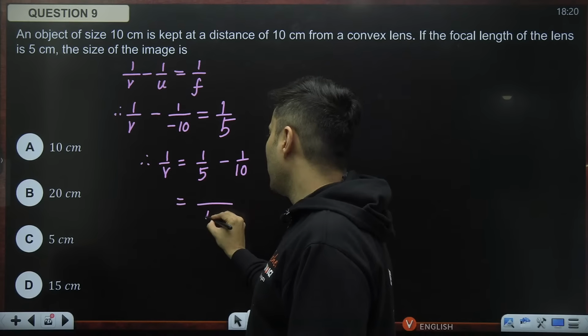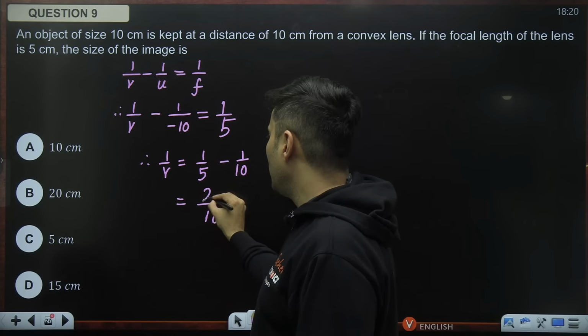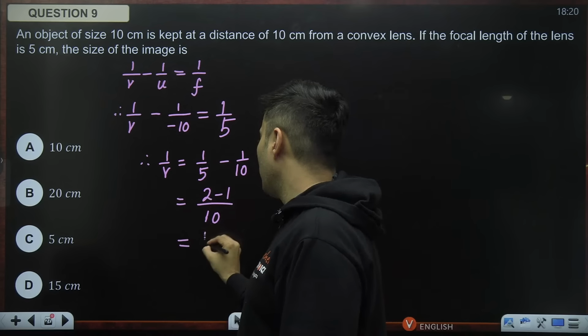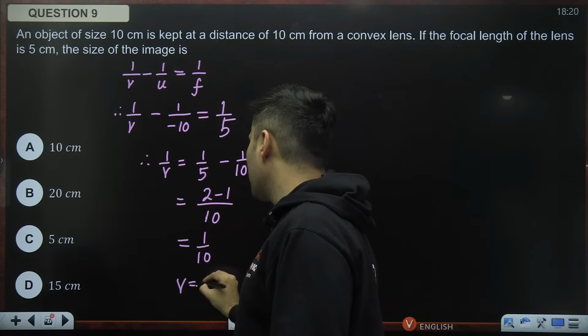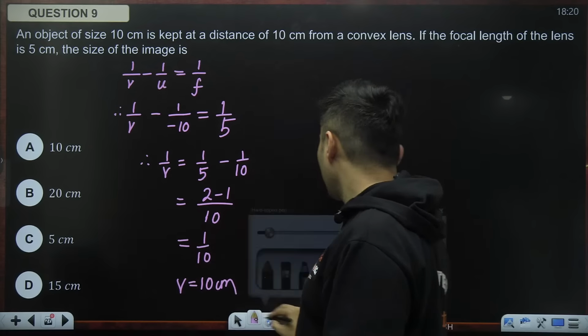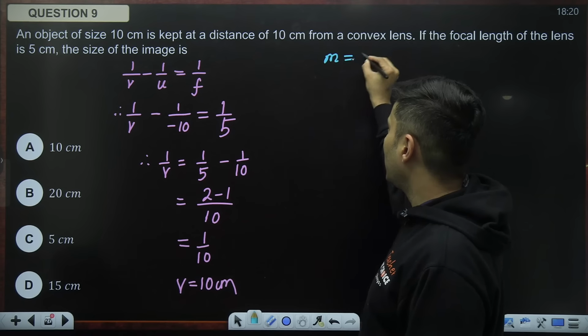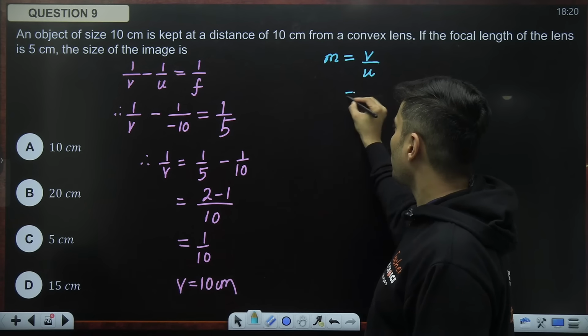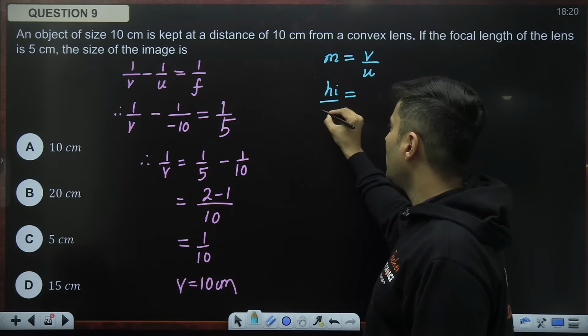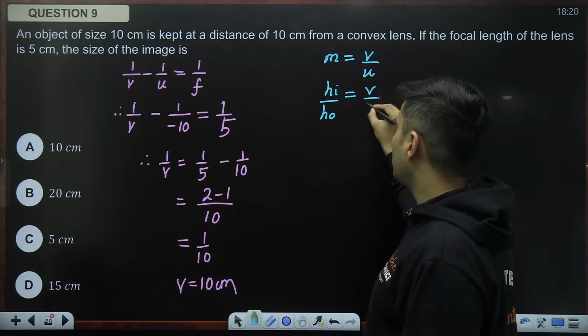So LCM over here is 10. 5 goes with 10 two times. So 2 minus 1, so it will become 1 by 10. So image distance is basically 10 centimeters. But that's not the question. We have to find the size of the image. So for that, we need magnification, which is V by U. Magnification is height of image by height of object, which is V by U.